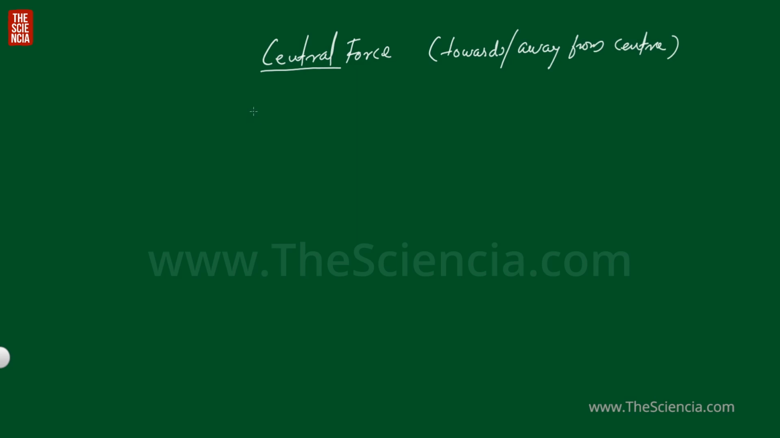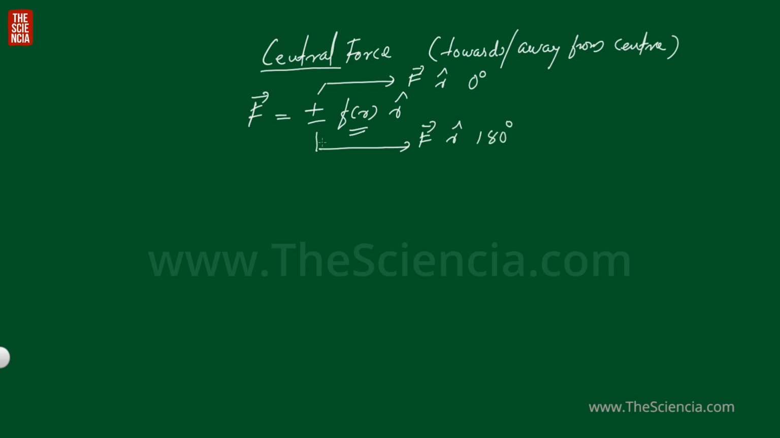We can represent this central force as F vector equal to plus or minus F of r times r cap. So this central force will be a function of r only. If the direction between F vector and r cap vector is 0 degrees, then it will be positive, and if the direction between F vector and r cap vector is 180 degrees, then it will be negative. Here F vector and r cap are in the same direction, right? And here F vector and r cap vector are in opposite directions.